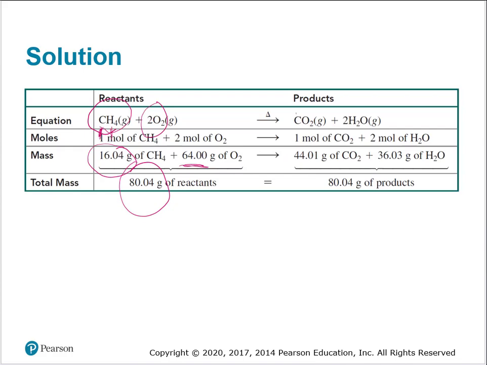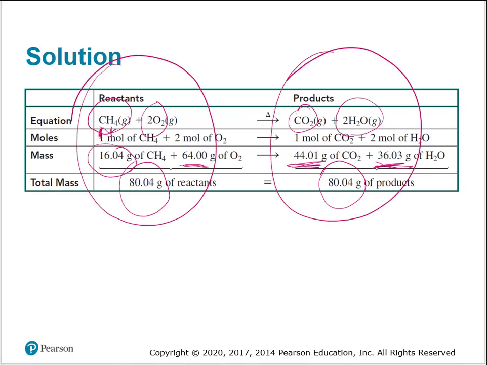Now let's add up 1 carbon and 2 oxygens. That would give me 44.01, and 4 H's and 2 O's, which should give me a mass of 36.03. That would give me 80.04 grams of products. Hopefully by now you feel comfortable finding the mass of the reactants and the mass of the products.